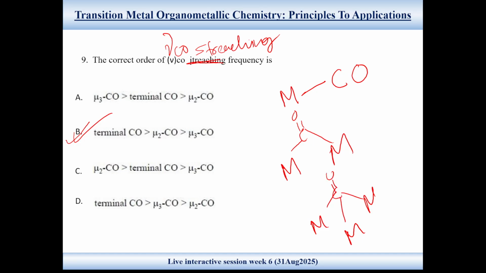Now the question is why it decreases from this to this. Next, I've heard that whenever a carbon is attached to a metal with a single bond, the stretching frequency increases. But as it goes into bridging with two metals or three metals, the stretching frequency decreases.